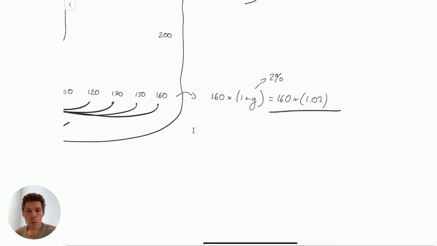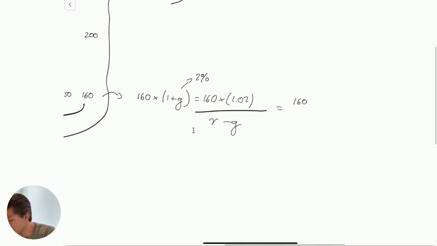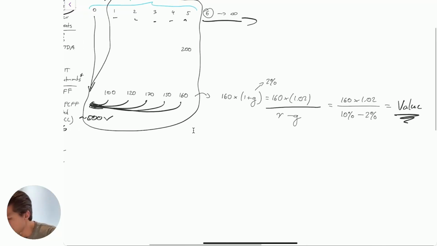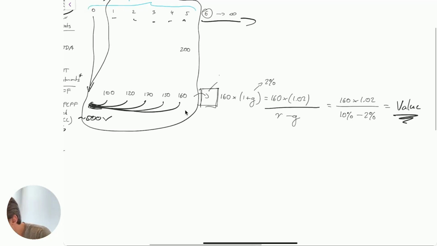And then we divide it by r minus g, so 160 times 1.02 divided by, what did we say, 10% minus 2%, and so on. Then we get a value, which is your terminal value here. It should be approximately 2000. So if we use this 500, this is approximately 2000.